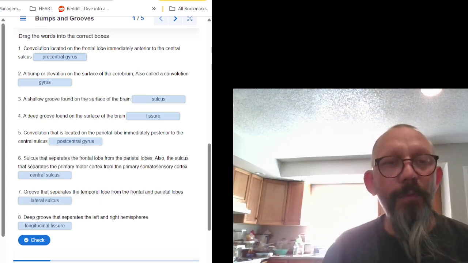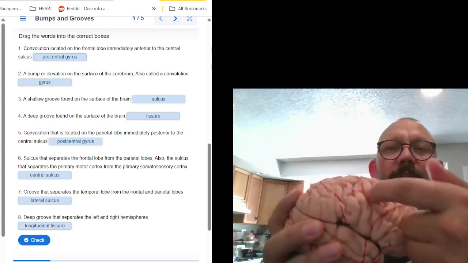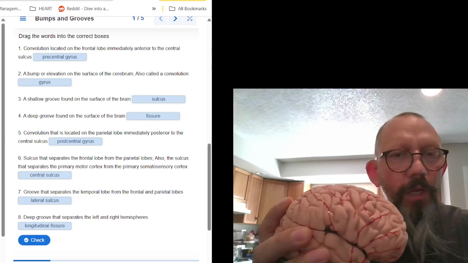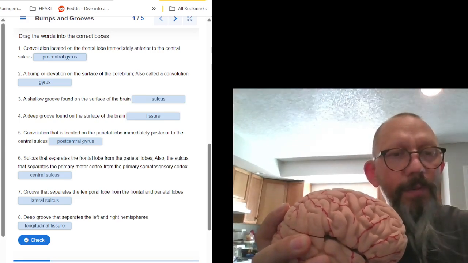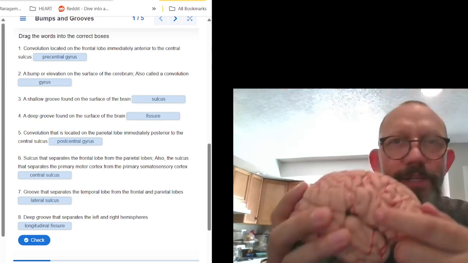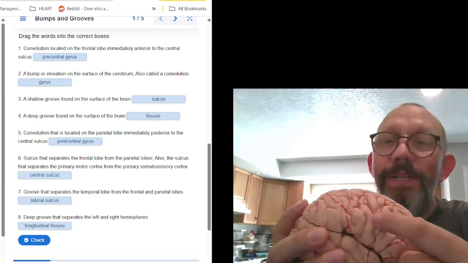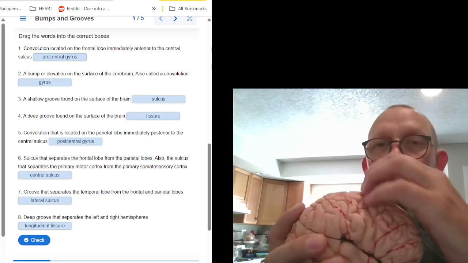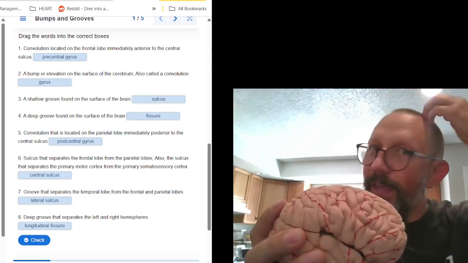The sulcus that separates the frontal lobe from the parietal lobe, okay? And also the sulcus that separates the primary motor cortex from the primary somatosensory cortex. So that's the precentral and postcentral gyrus. That's the central sulcus in the center of the head, right?